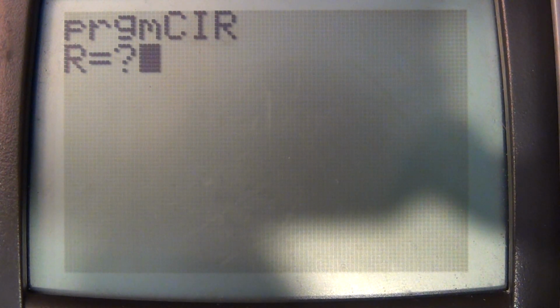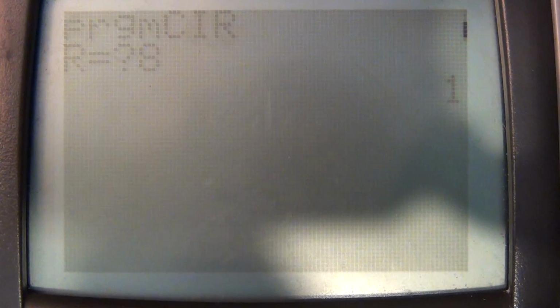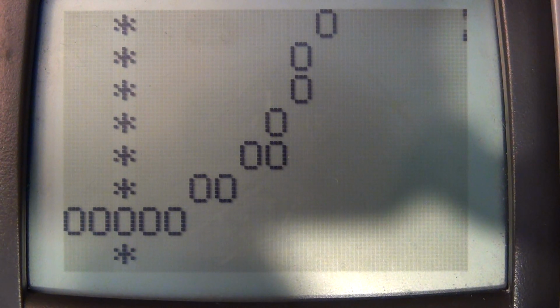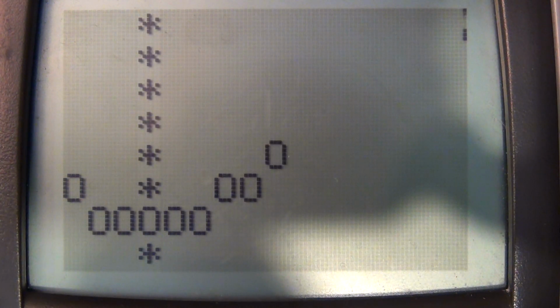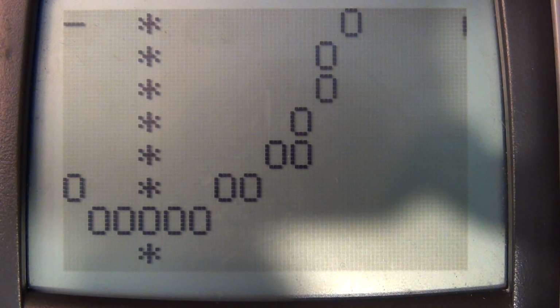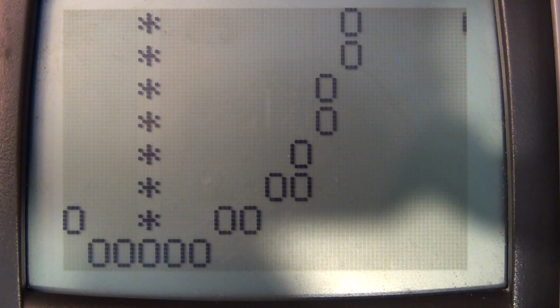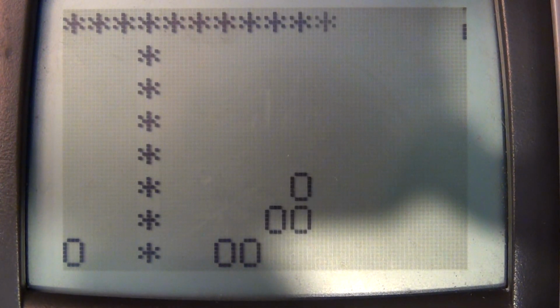So let's go ahead and pick a radius of 8. Okay, here we go. Now this is the edge of the circle. If I press left, it's going to reload, but it's going to shift everything over to the right a little bit. We can also move up. So I'm going to move up, and there we go. We're seeing a little bit more of the circle. And there we go, that's the axis.